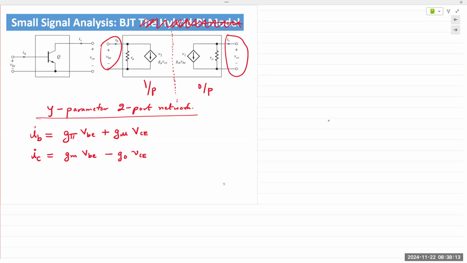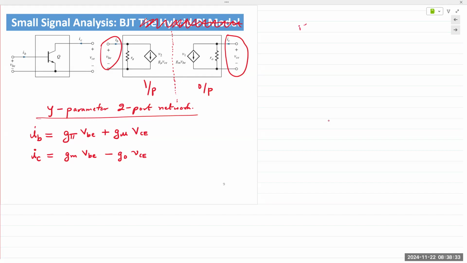Okay, so what do we see here? IB is a function of VBE and VCE. IC is a function of VBE and VCE. If VCE is equal to 0, we can write IB and IC simply as G pi VBE and GM VBE.